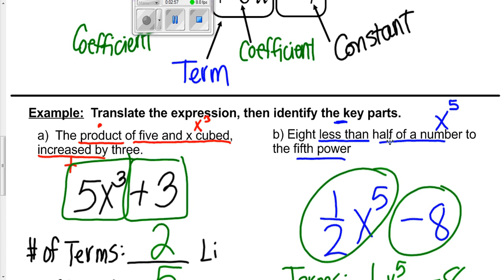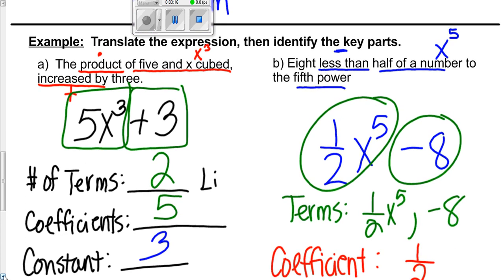Alright, 8 less than half a number. So 8 less than 1/2 a number to the fifth power. So 8 less means the 8 is negative. Alright, so that's 1/2 x to the fifth minus 8. So that's half a number, same thing as multiplying by 1/2.